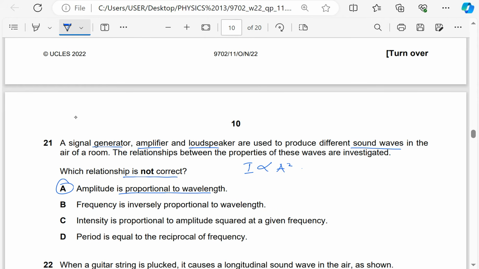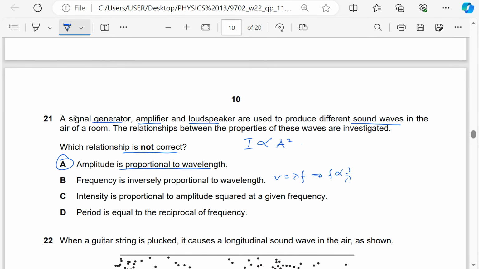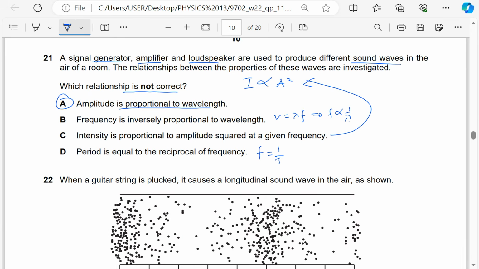Frequency is inversely proportional to wavelength. That is correct because v is equal to lambda times f, which means if v is constant, f is inversely proportional to lambda. Intensity is proportional to amplitude squared. That one I've already mentioned. Period is the reciprocal of frequency. We have already seen f is equal to 1 over T. So it means the first statement is the one which is not correct.